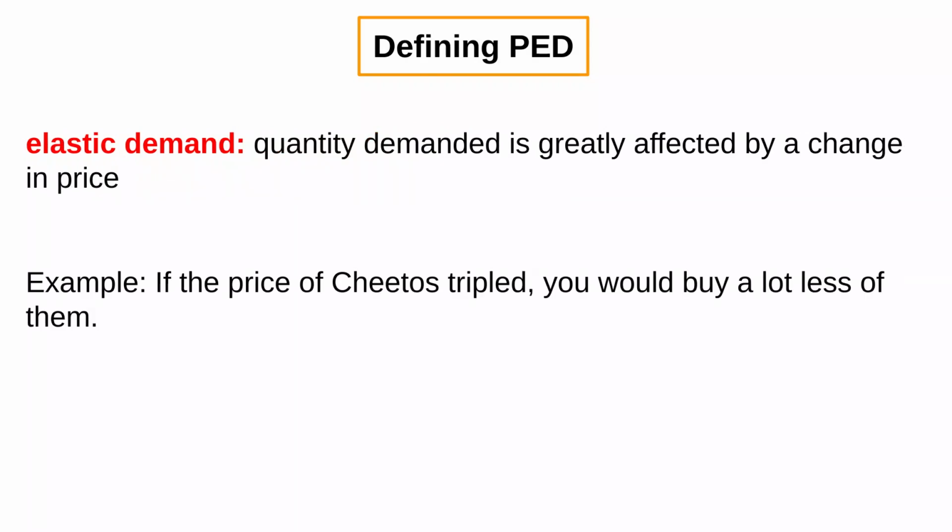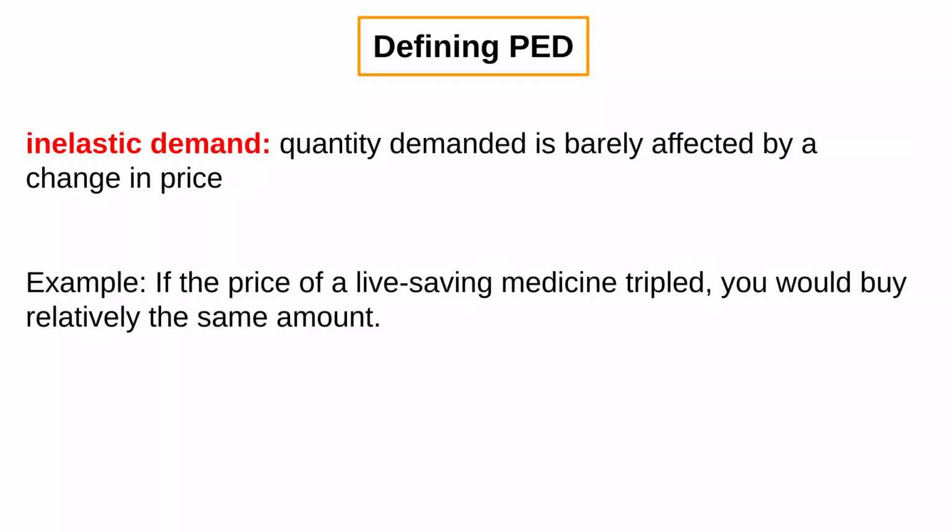So elastic demand would be quantity demanded that is greatly affected by a change in price. For example, if the price of Cheetos or your favorite snack food tripled, you would probably buy a lot less of it, right? Because there's plenty of alternatives to Cheetos. You don't have to go with Cheetos. And so it would have very elastic demand. Elastic kind of just means big change, right? So if there's elastic demand, there's going to be a big change to the quantity people want to buy when the price changes. The opposite case is inelastic demand, where quantity demanded is barely affected by a change in price.